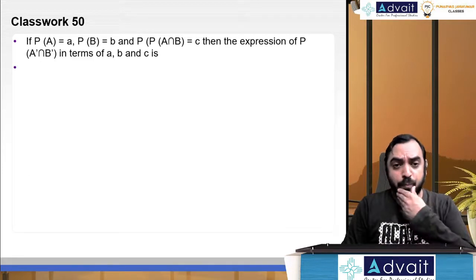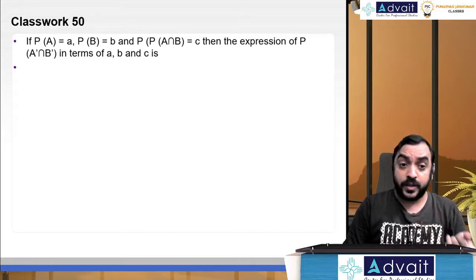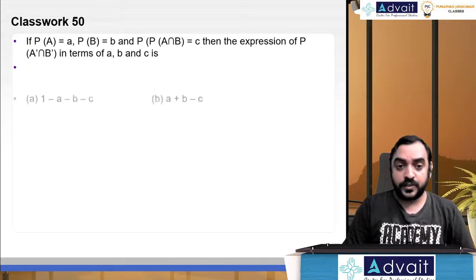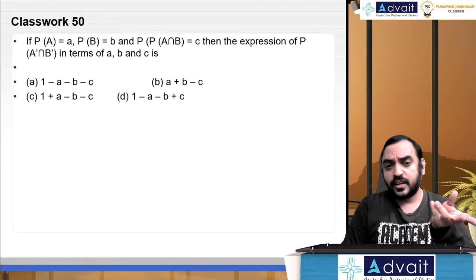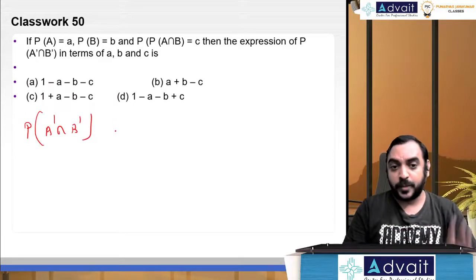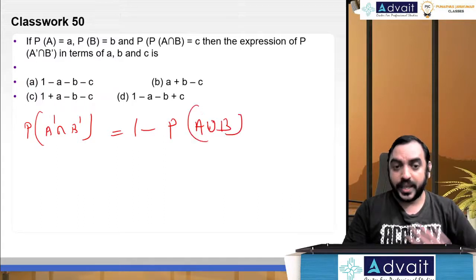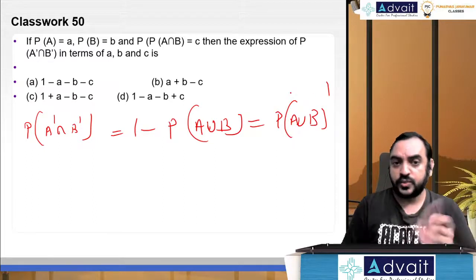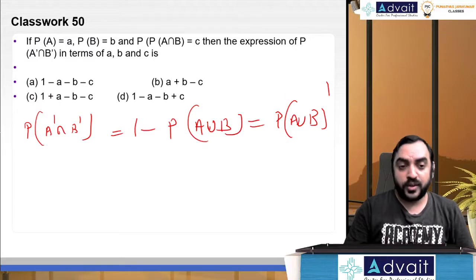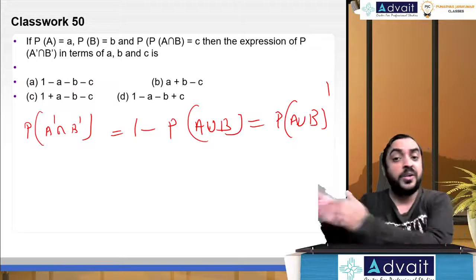Probability of A is a, probability of B is b, probability of A intersection B is c, then find the expression of A complement intersection B complement in terms of a, b, c. What is probability of A complement intersection B complement? It is like neither of them. 1 minus probability of A union B. A union B complement basically, right? That's what it means. 1 minus probability of A union B. Probability of neither is 1 minus probability of either. Probability of at least one is 1 minus probability of neither.